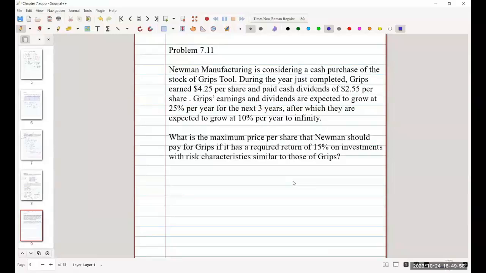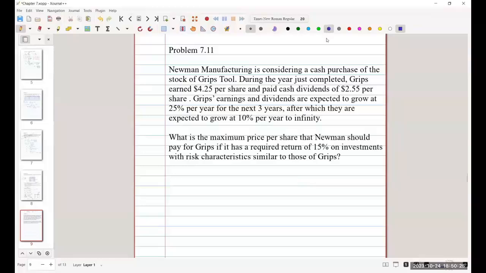Newman Manufacturing is considering a cash purchase of the stock of Grips Tool. So it's another case of one company thinking of buying shares in some other company. During the year just completed, Grips earned $4.25 per share and paid cash dividends of $2.55 per share.